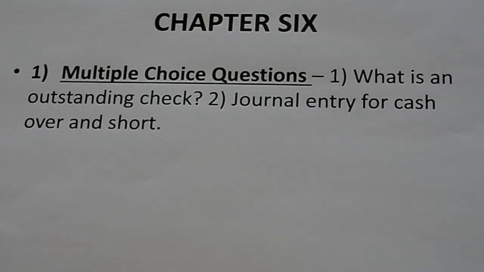For Chapter 6, you need to know the definition of an outstanding check. This is a check that the company's already written, and so it's already in the general ledger, but the bank hasn't recognized it yet, so it won't appear on the bank statement. And then I'll give you some facts about a cash drawer that was short, and you'll have to record the cash over and short journal entry there.